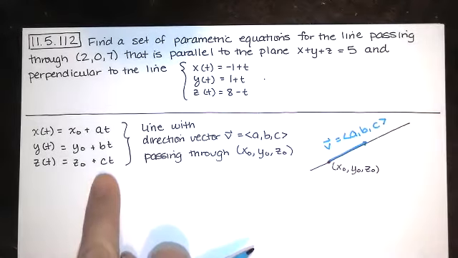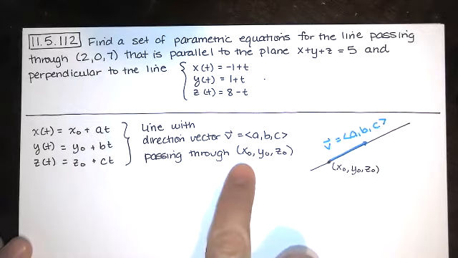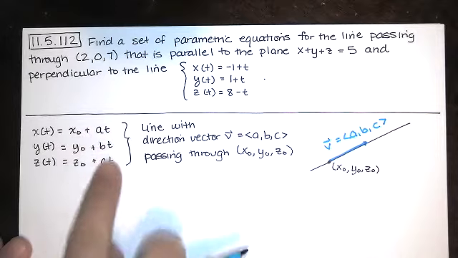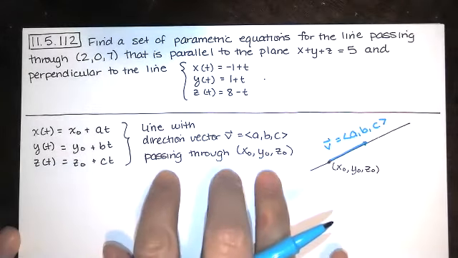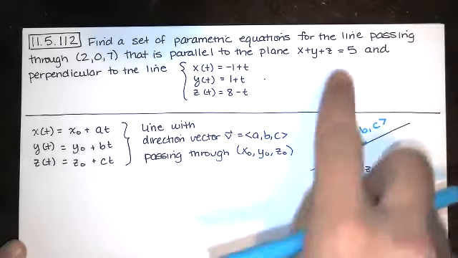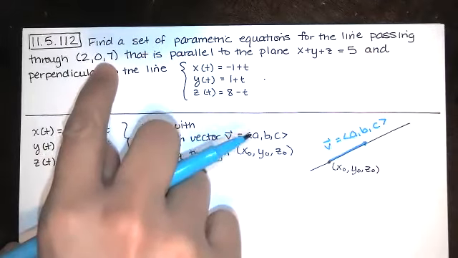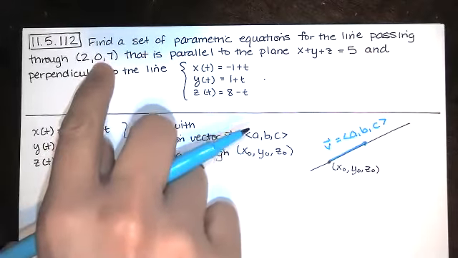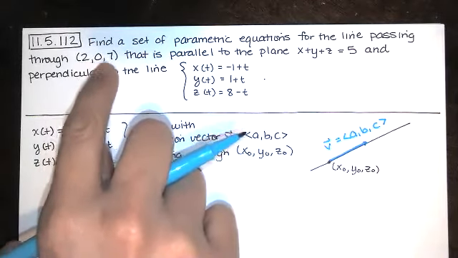So this is what we want. If we had the direction vector and the point that we were passing through, we would just substitute those in and we would be done. But we weren't given all of this directly. We were given one part of this directly. We're told that we want a line that's passing through this point. So we already know that x naught, y naught, z naught could be 2, 0, 7.